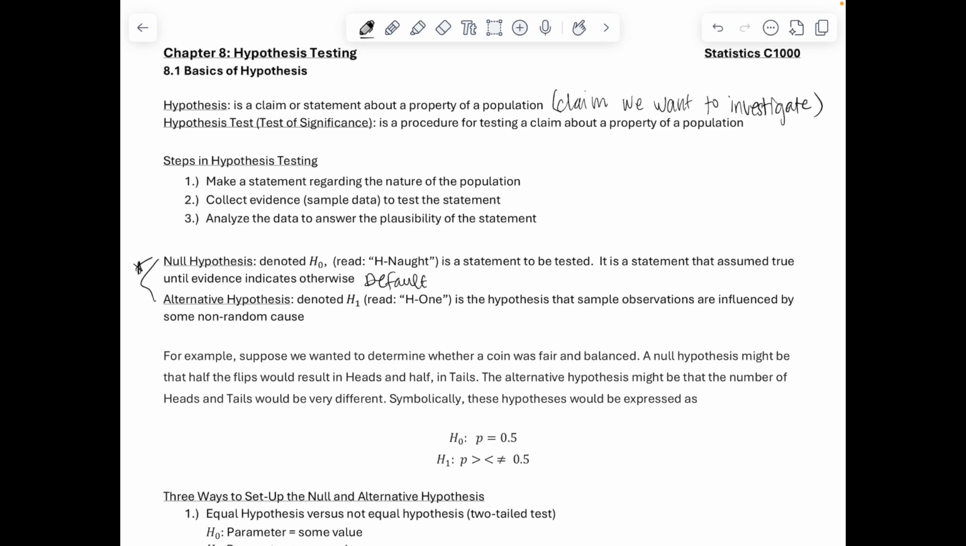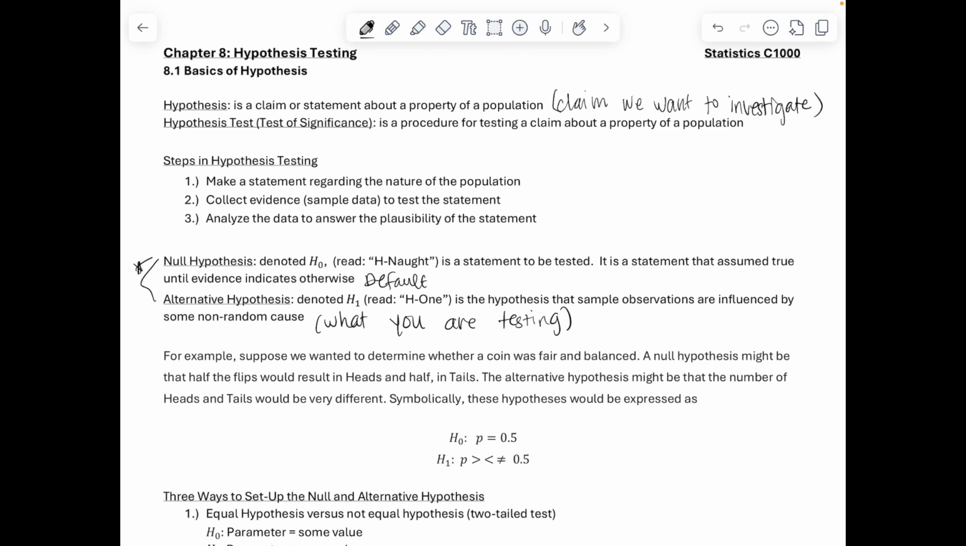The alternative hypothesis, denoted H1, is the hypothesis that the sample observations are influenced by some non-random cause. So this is what you're trying to test. So what we are testing.